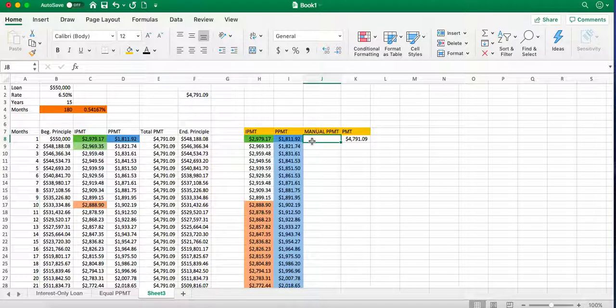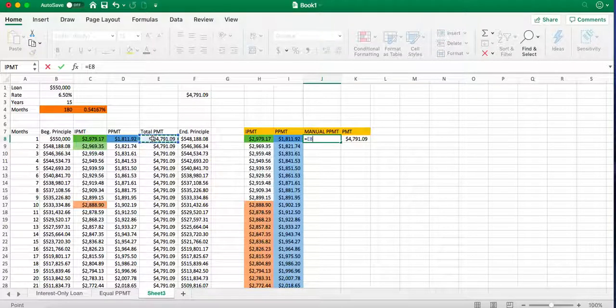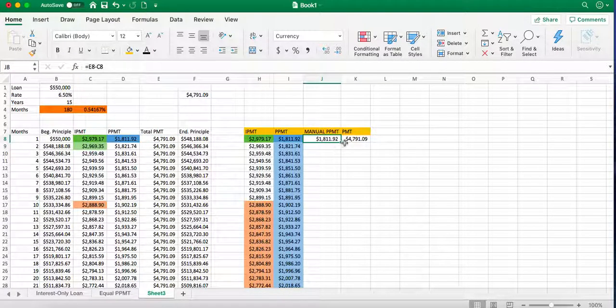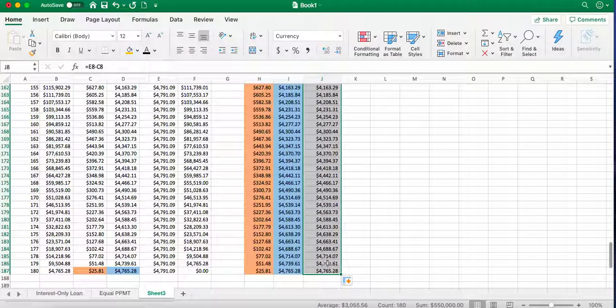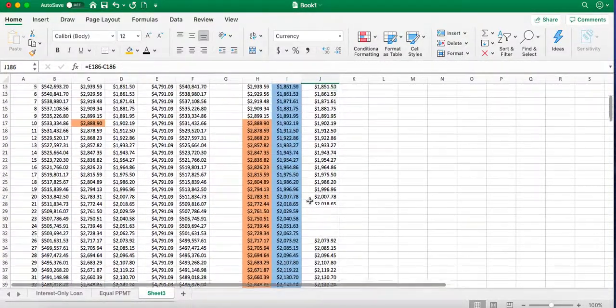So we're going to do this thing again, and like I said before, you basically have to subtract the total payment minus the interest payment in order to get your PPMT value. And just drag it down again. We got the same values. See?